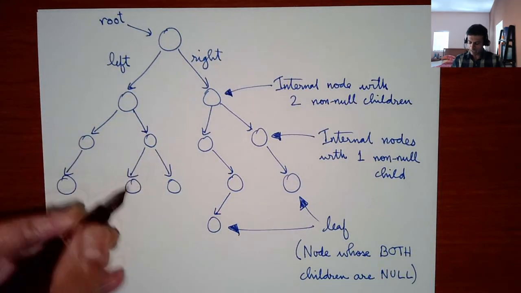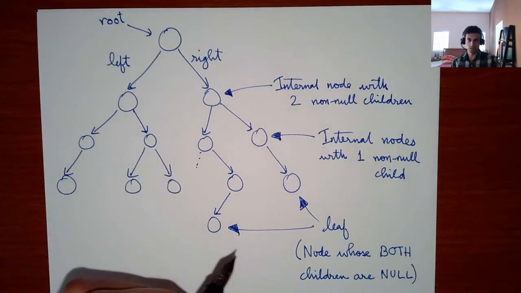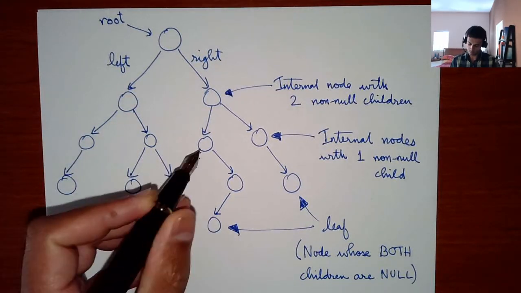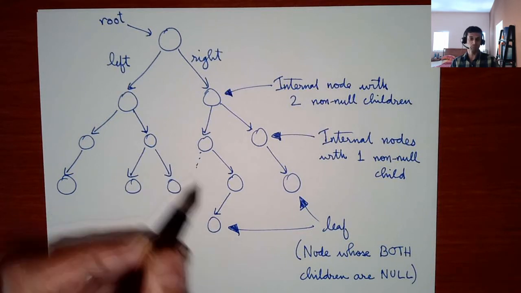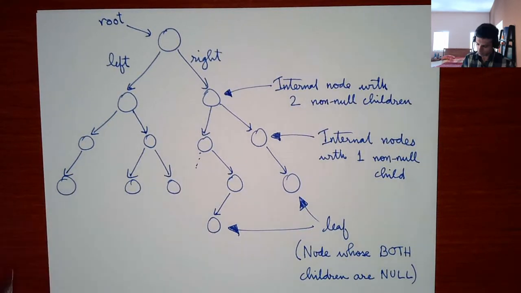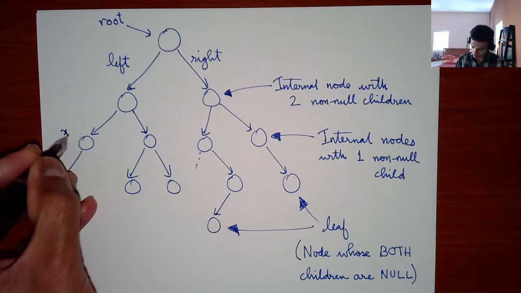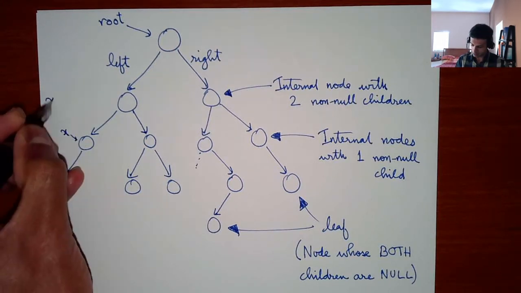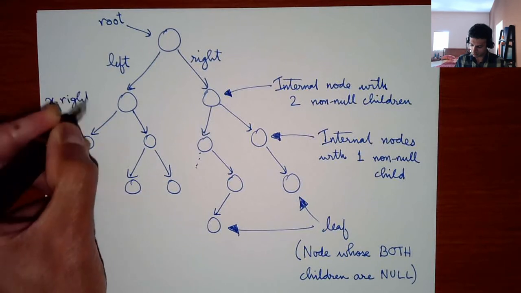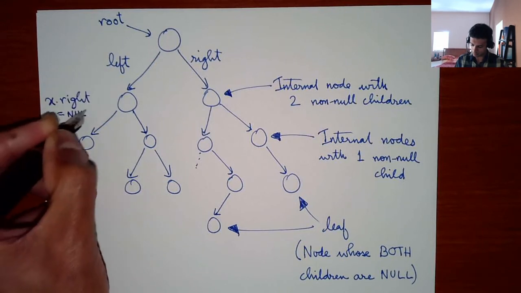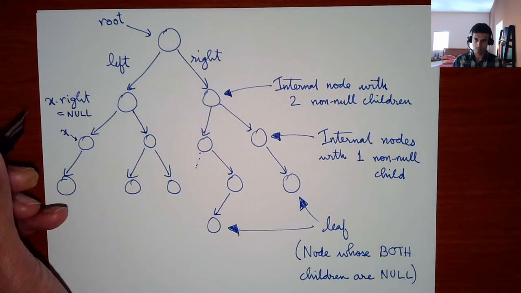So essentially any child that I have not drawn, you should think of as null. This is null. So for this node, the left pointer is null. For this node, the right pointer is null. So for example, if x was referencing that node, then x dot right is null. Okay?